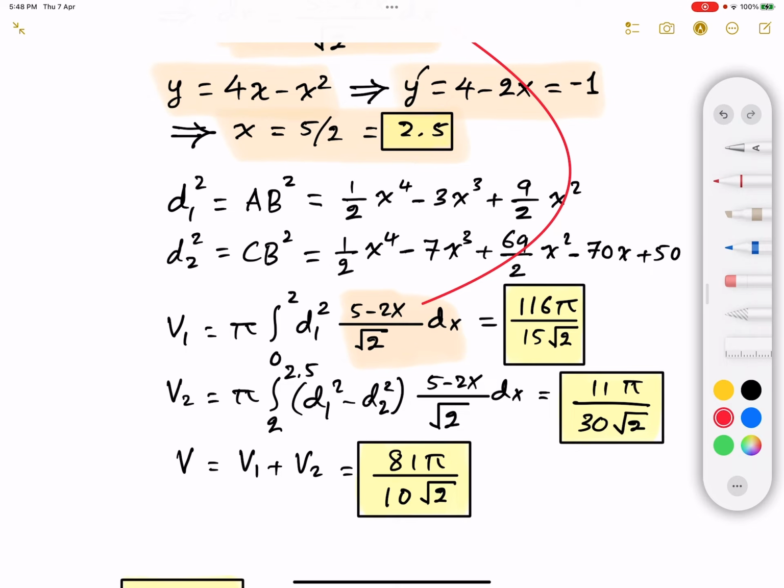If we do this integration, that's going to give us 11 pi over 30 the square root of 2. Now we have the two volumes. What we can do here, we can add the two volumes to get the total volume, which is 81 pi divided by 10 the square root of 2. This problem is very interesting, and it is not an easy task to do actually. But now let's do some tricks.